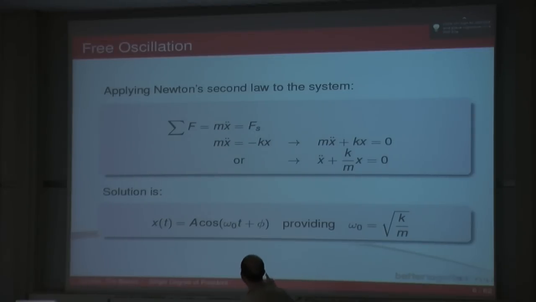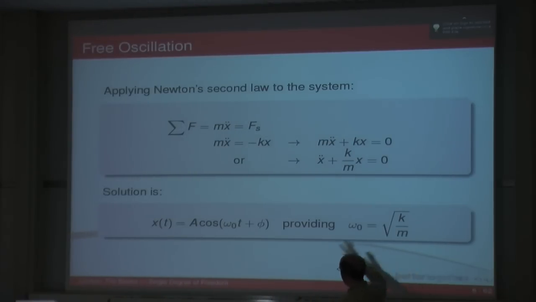So the solution is always going to be in this form, providing that omega naught, the natural angular frequency, is the square root of the spring stiffness divided by the mass. So if you've got a system that's going to vibrate freely and you know the spring stiffness and you know the mass, you automatically know the natural frequency. It will not vary from that position if it's free and undamped. Root k upon m.